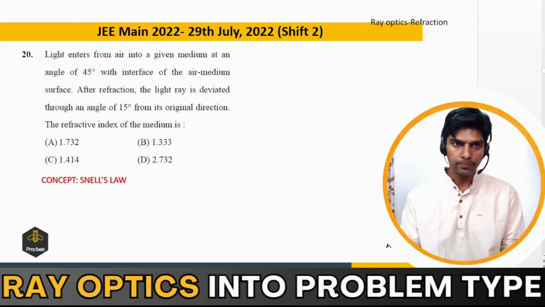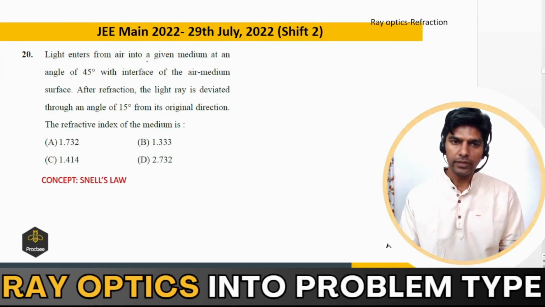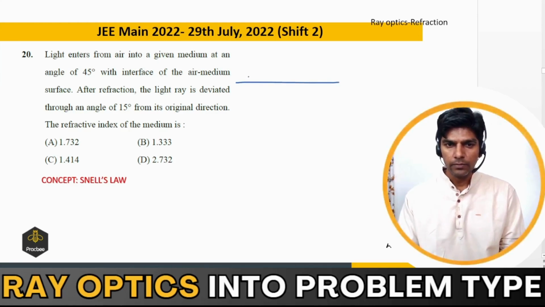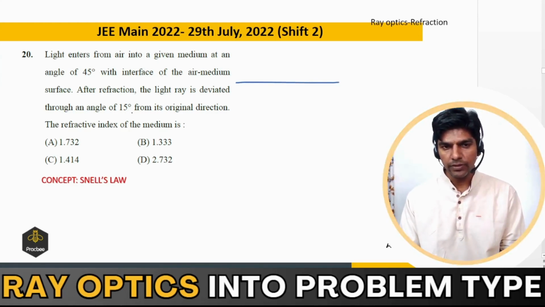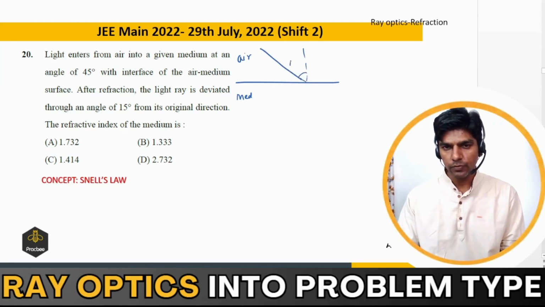Let us see the next question. Light enters from air into a given medium at an angle of 45 degree with the interface of air and medium. After refraction, the light gets deviated through an angle of 15 degree from its original direction. Find the refractive index of the medium. So this is air and this is the medium, and light is coming like this, and the angle of incidence is given as 45 degree.